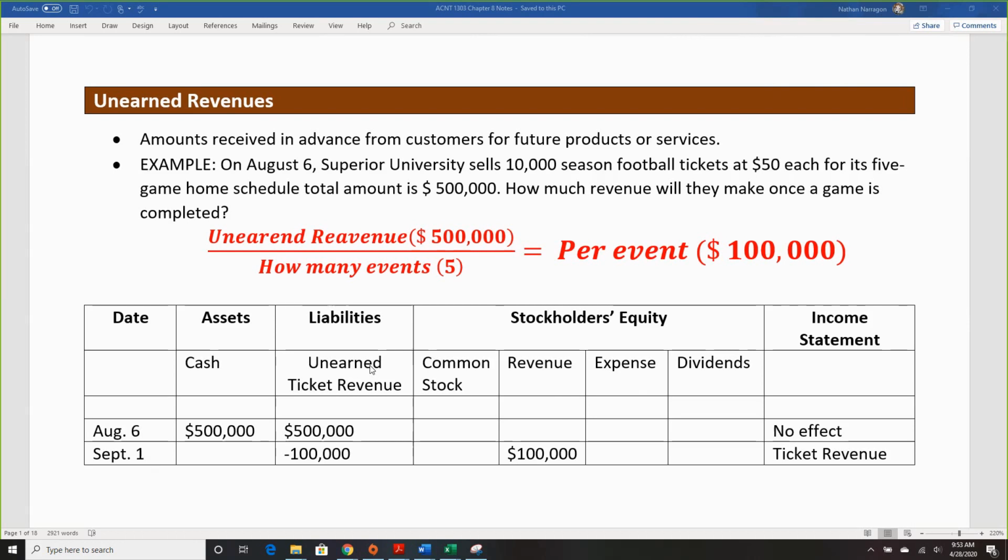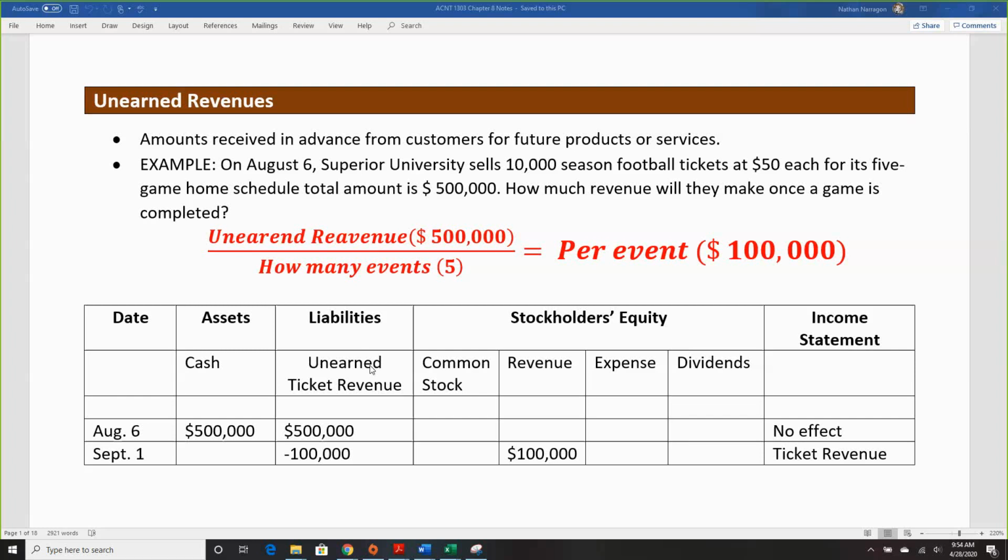Now, these games have not been played yet. So, do they really earn the money yet? No. And there's your definition of unearned. Really quick. Did we really earn the money? We have yet to earn the money. It is unearned. Or not earned yet. So, we will basically have 500,000 in liabilities for unearned ticket revenue.